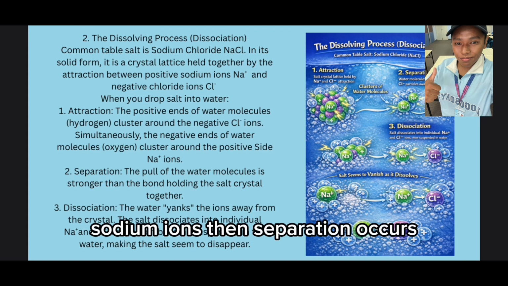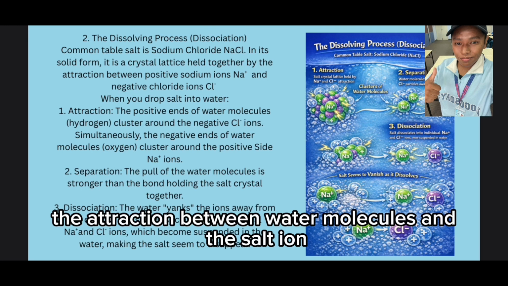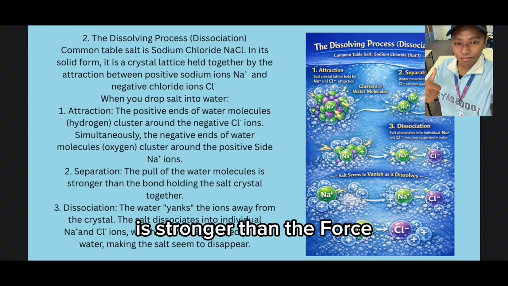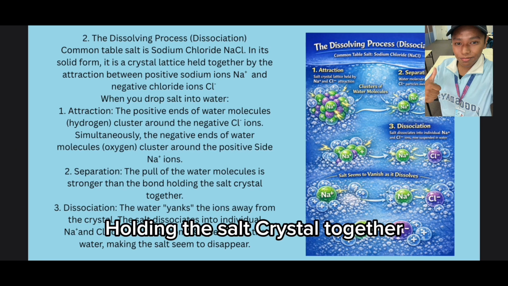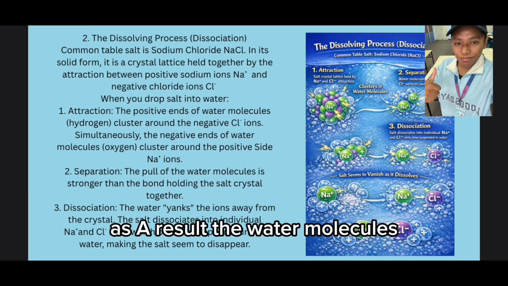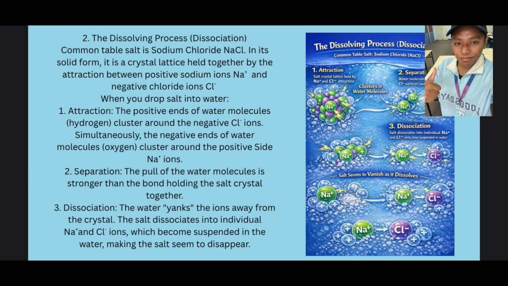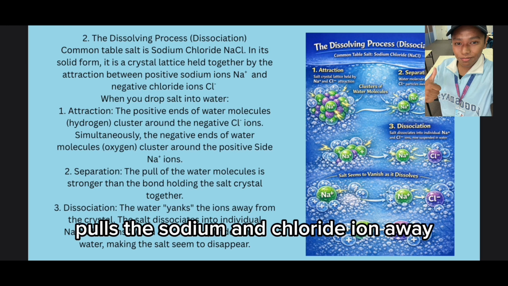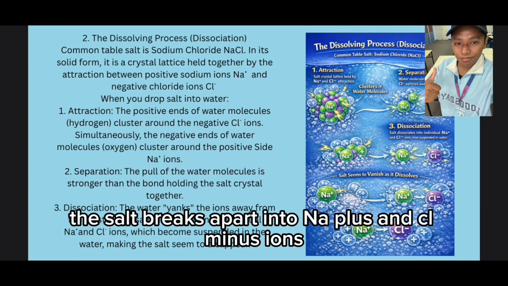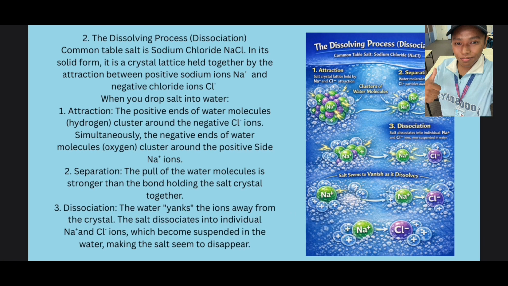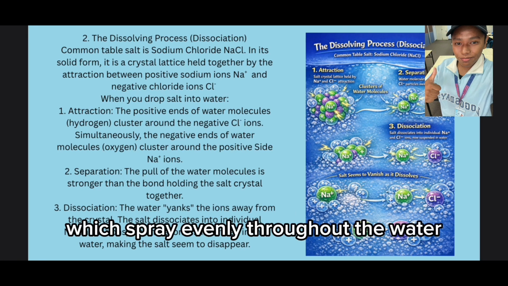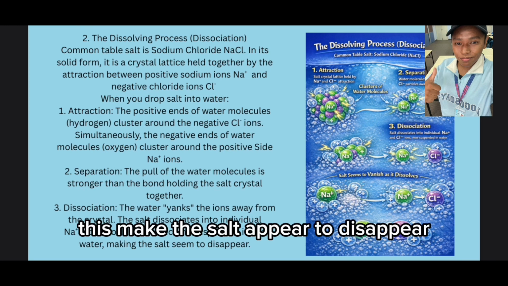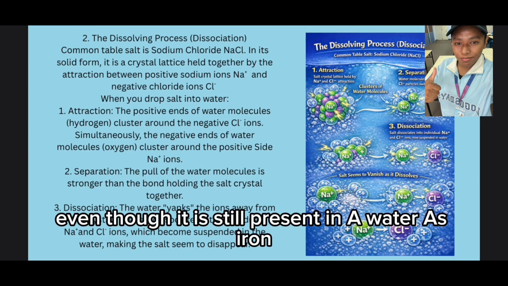Then, separation occurs. The attraction between water molecules and the salt ions is stronger than the force holding the salt crystal together. As a result, the water molecules pull the sodium and chloride ions away from the crystal. The salt breaks apart into Na+ and Cl- ions, which spread evenly throughout the water. This makes the salt appear to disappear, even though it is still present in the water as ions.